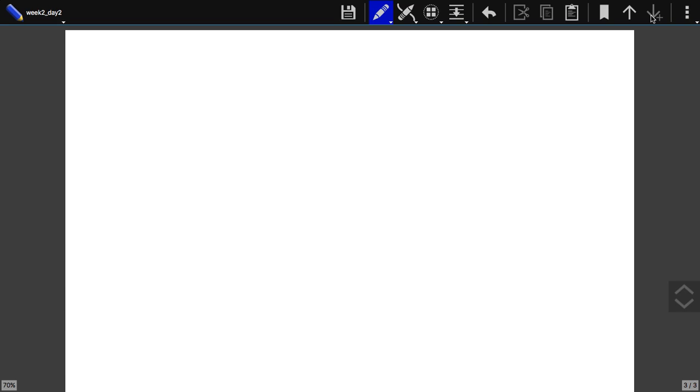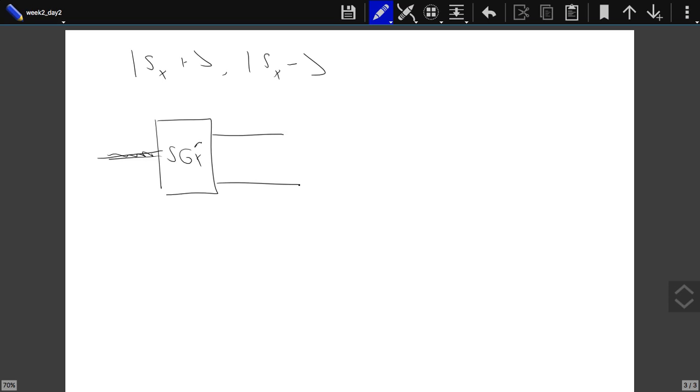Let's go back to our spin now. Two states. That's the easier system we have. So what do we know? We are trying to write the Sx plus and Sx minus states. Again, let's go back to Stern-Gerlach experiments. This is my Stern-Gerlach experiment, which has a magnetic moment in the x direction. So it splits into two.